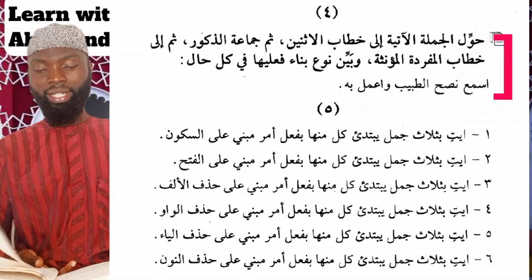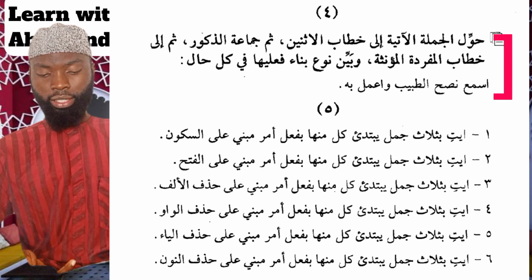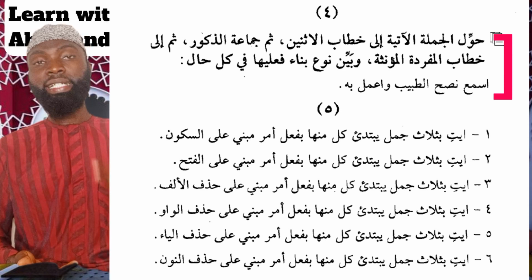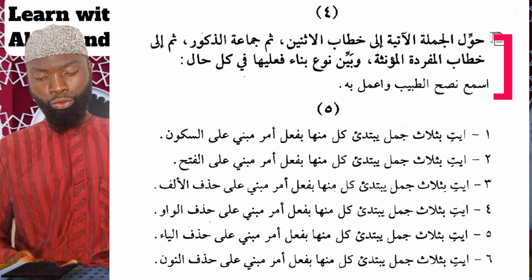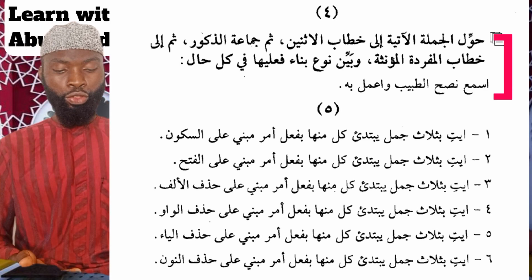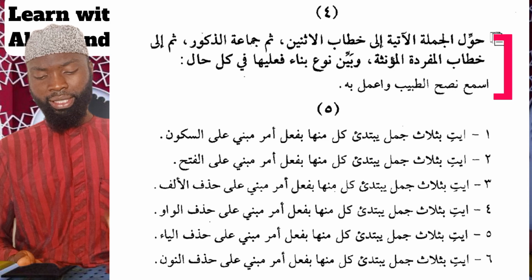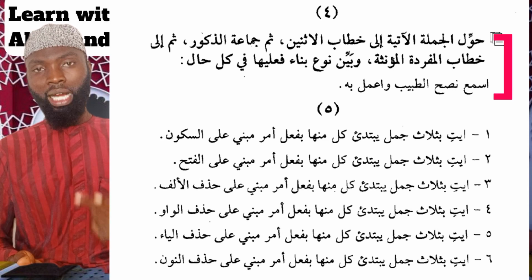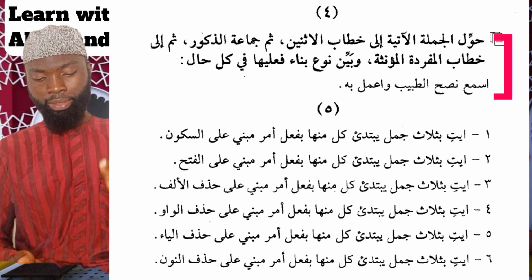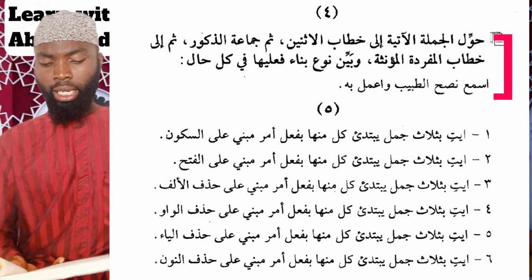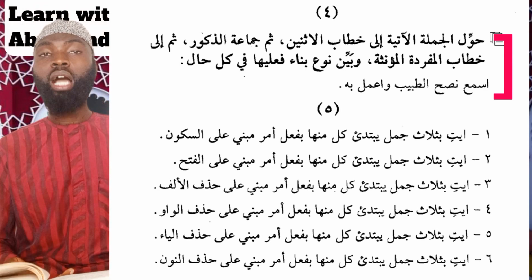Tamrin al-Rabi, exercise number 4, the instruction says حول الجملة الآتية إلى خطاب الاثنين. That is, the following sentence, we should use it to talk to two people, ثم جماعة الذكور, then to many males, ثم إلى خطاب المفردة المؤنثة, then to a singular female. وبين نوع بناء فعليها في كل حال, and explain how the two verbs are built in each of the conditions. The sentence goes: Isma nushat tabibi wa'mal bihi. Listen to the advice of the doctor and work with it.